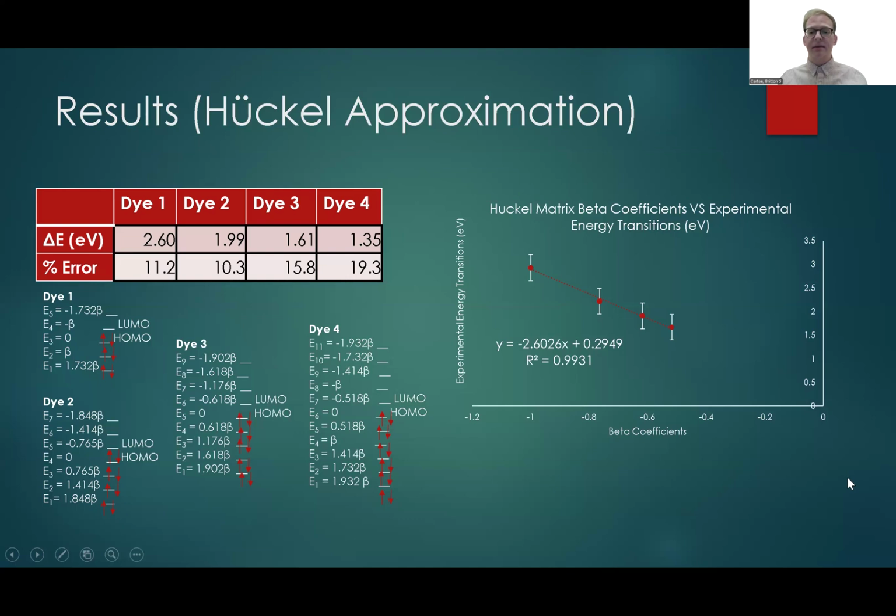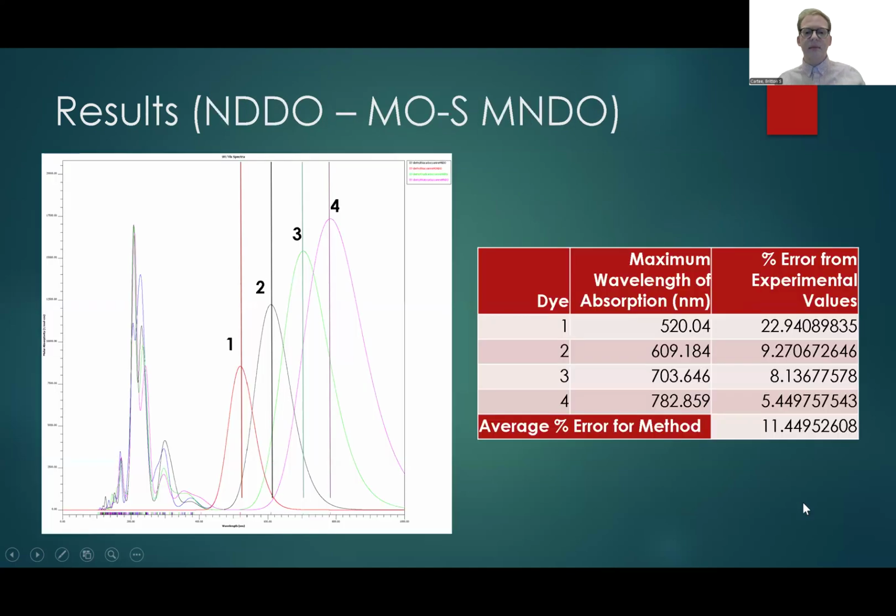And then moving on to all our NDDO models, I'm not going to spend too much time talking about each of these. Basically, we have the maximum wavelengths of absorption that we calculated for each method and the percent error over here. We also have the average percent error for the method to determine which method is the most accurate. Over here on the left, we see the actual graphs of the absorption spectrum.